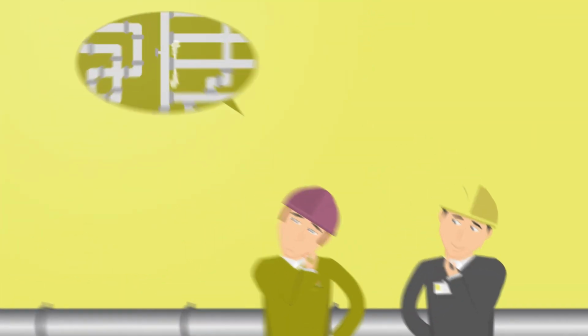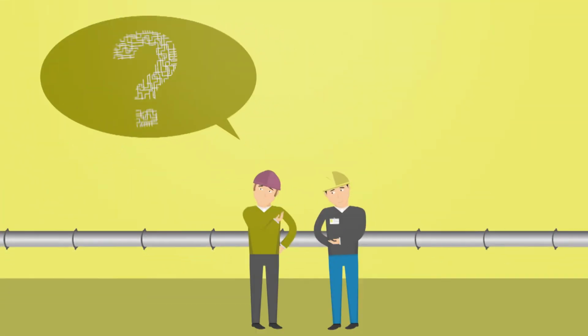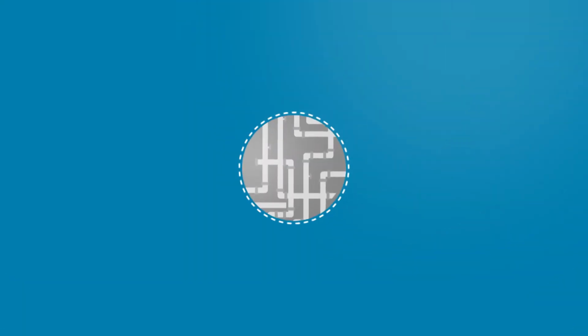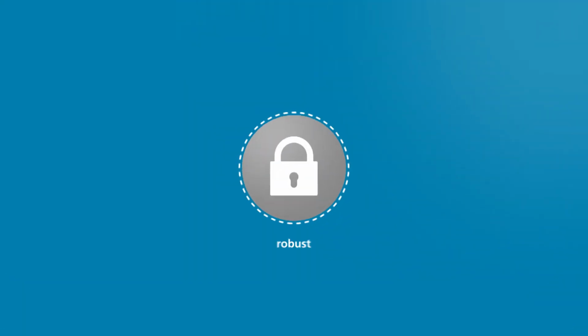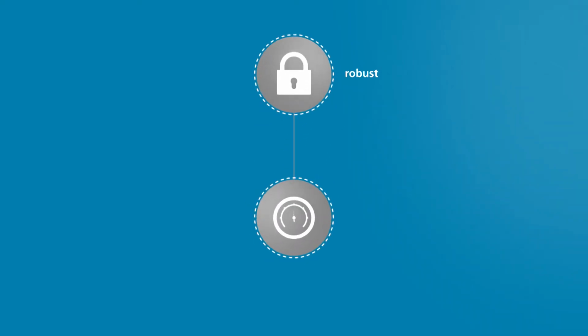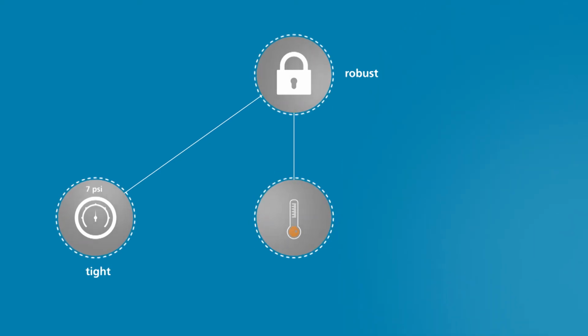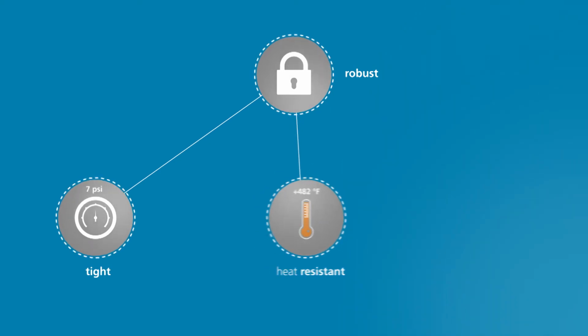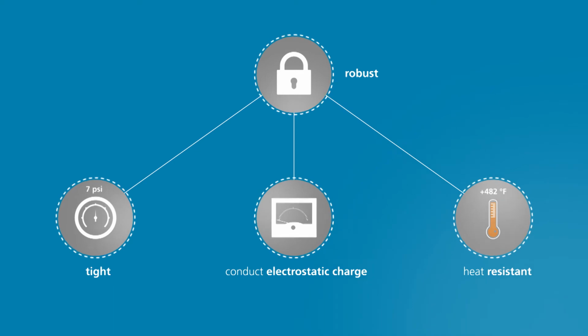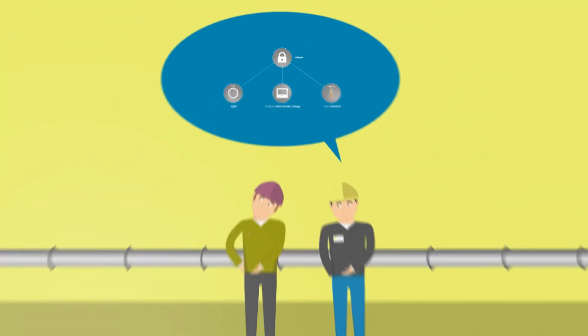Is the system leak tight and robust? Sure, tubing systems from Jacob are exceptionally robust. Depending on their design, they can be leak tight up to a differential pressure of 7 psi, heat resistant up to 482 degrees Fahrenheit. They can conduct electrostatic charge and are also available in ATEX or NEMA compliant and shock explosion proof versions.